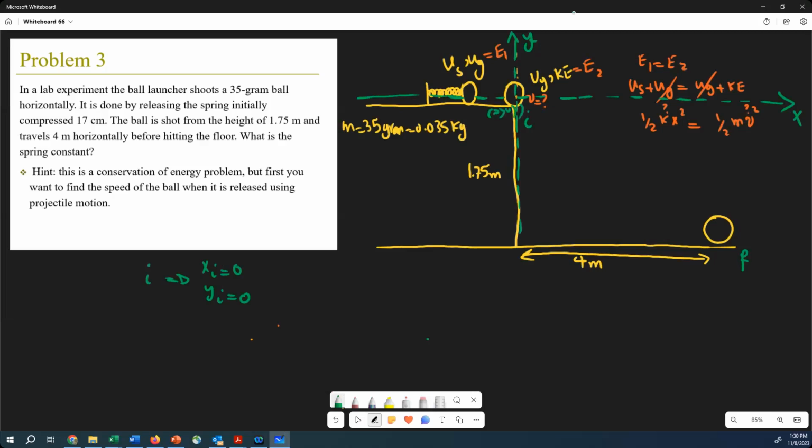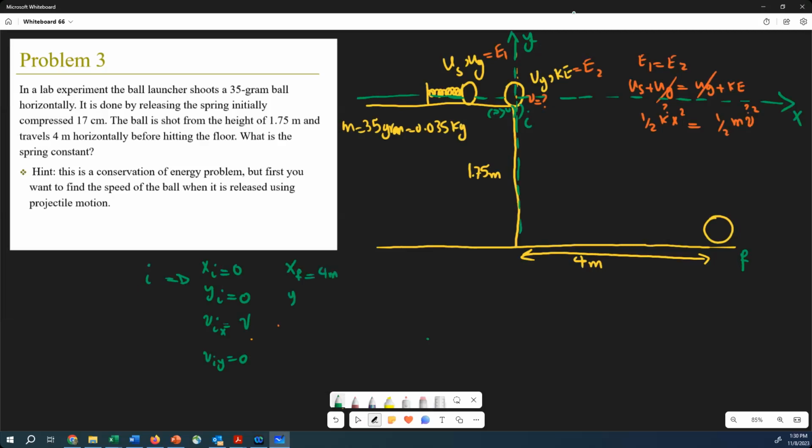And what is the initial velocity in the x-axis? It is just this velocity that I'm trying to calculate. What is the VIY? We don't have velocity in the y direction. Yes, the initial velocity is horizontal. What other information do I have? Nothing. Okay. XF. What is the XF? It is 4 meter.